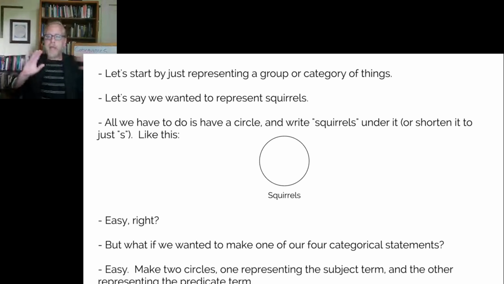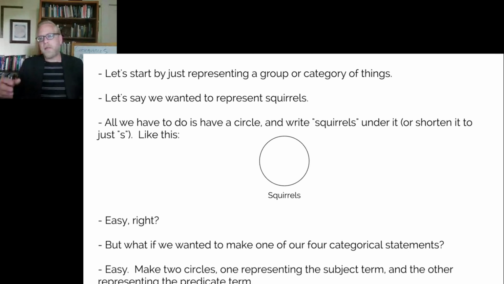So remember, any of those statements always has a subject term and a predicate term, right? So we make 2 circles, one for the subject, one for the predicate. And we'll always put the subject on the left, predicate on the right. It's the same way as we read, right? We read from left to right. So if I say all doctors are scientists, whatever, then we have doctors being subject, scientists being predicate.